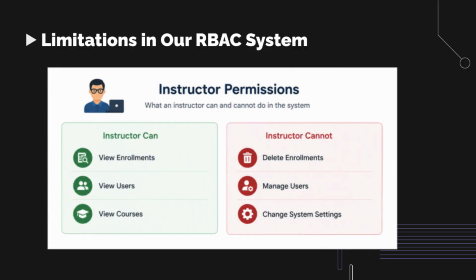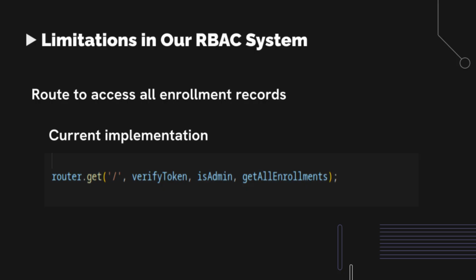But suppose we introduce a new role called instructor. An instructor should be able to view enrollment records, view all the users and courses records, but should not be able to delete enrollments, manage users, and change system settings. For now, in our system, all of these functionalities are restricted to admin role users only. This means when a new instructor role is added, it has some access to admin-level routes, but not all of them. So how can we implement it?